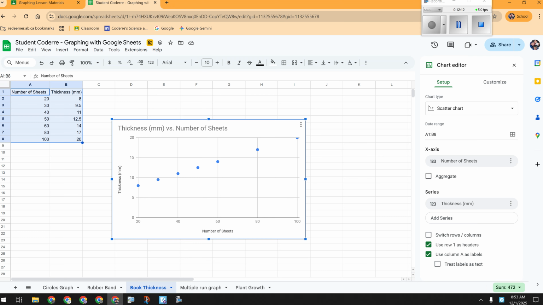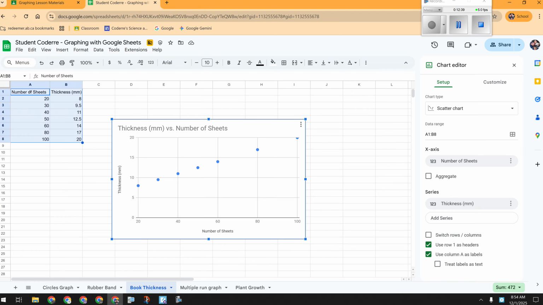Okay. So now I've got my graph mostly built. It's got thickness in millimeters because I put that up here, and it's got number of sheets down here. Now, do I need units for number of sheets? No, it's a number. The axis already says number of sheets. So I wouldn't need another set of units on that.